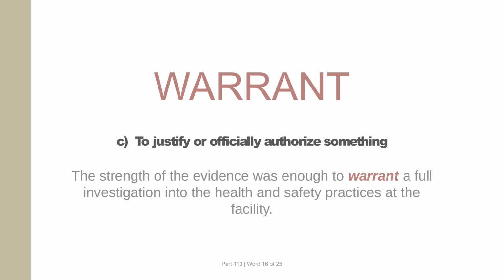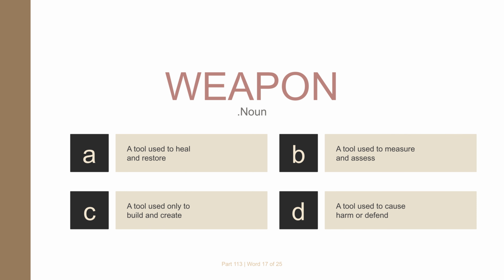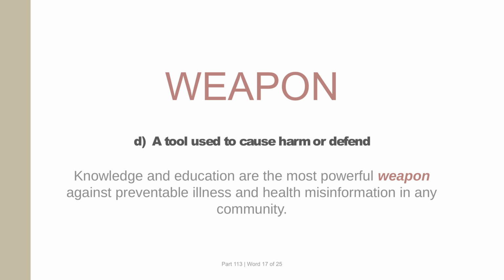the facility. Question 17. What is the meaning of weapon? Option A. A tool used to heal and restore. Option B. A tool used to measure and assess. Option C. A tool used only to build and create. Option D. A tool used to cause harm or defend. Correct answer, option D. The correct meaning of weapon is a tool used to cause harm or defend. Example: knowledge and education are the most powerful weapon against preventable illness and health misinformation in any community.